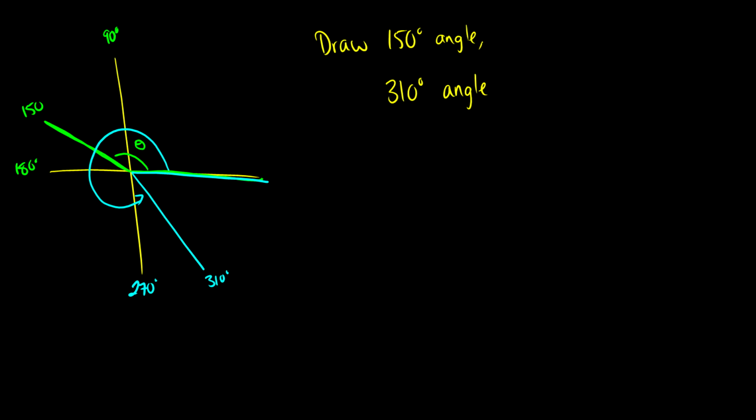So again, these are pretty simple. You already know how to do angles. It's just that we're fixing it at the 0 degree line here, and we're going counterclockwise, so CCW.